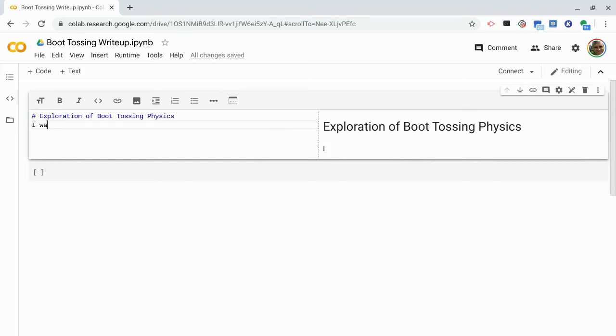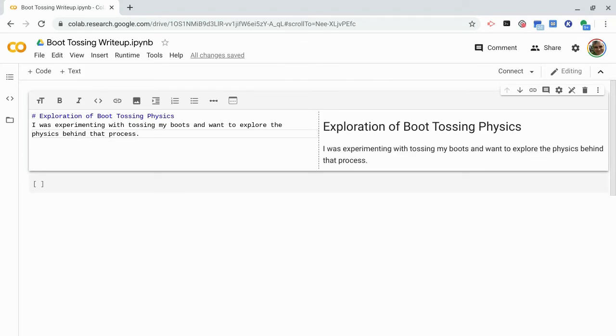I'll write a few words here. I was experimenting with tossing my boots and want to explore the physics behind that process. The governing equation for parabolic trajectories is as follows. Okay, now if I go to a new line, you can see as I'm typing this text on the left, I'm getting the same thing appearing on the right. This is what it looks like in its final formatted form.